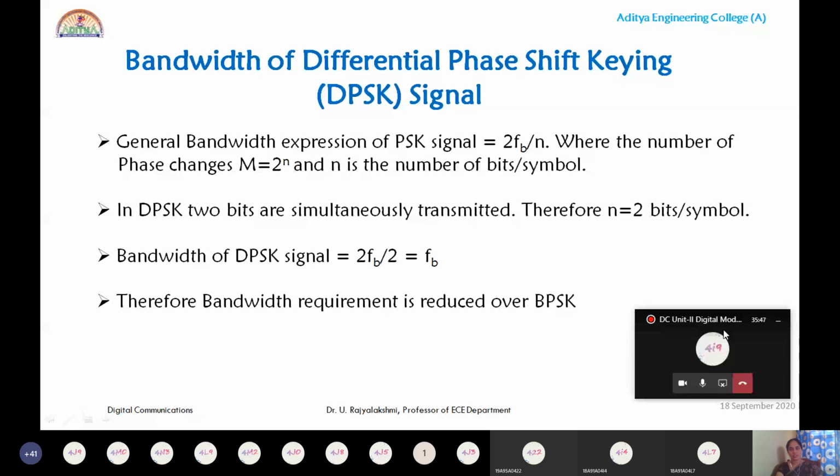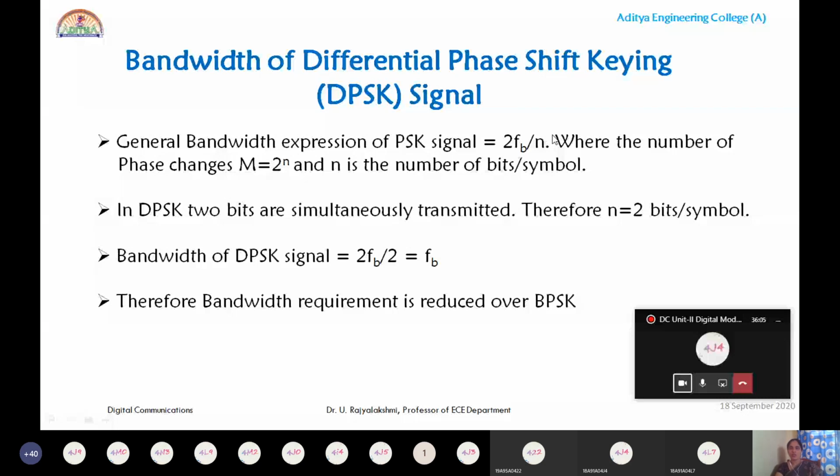Please respond. One bit, ma'am. Yes, it is equal to one bit. So please replace N with one. 2FB by 1 is 2FB. So for the case of binary phase shift keying technique, our bandwidth is equal to 2FB by 1, so it is equal to 2FB.